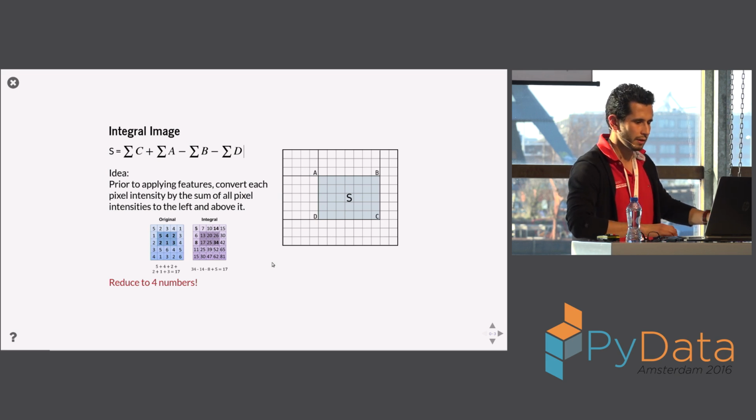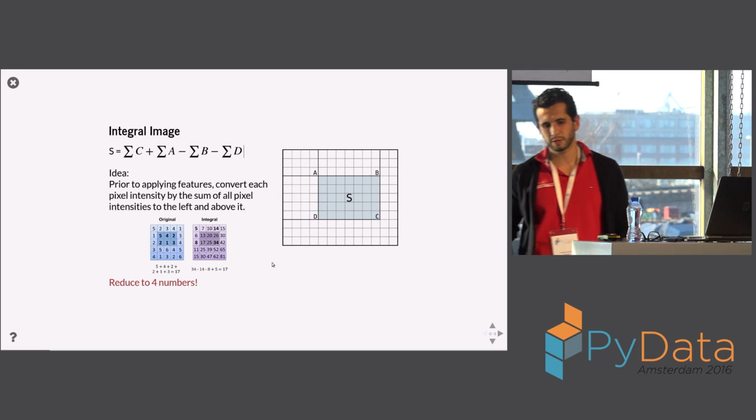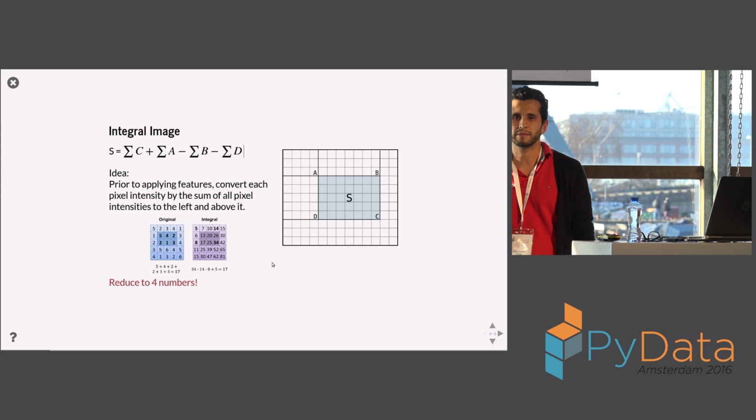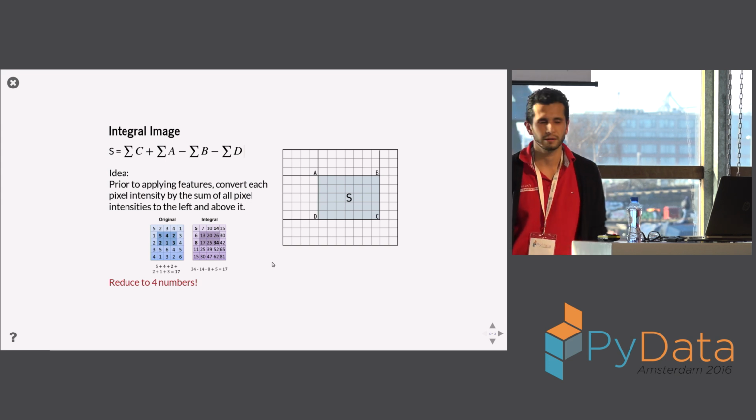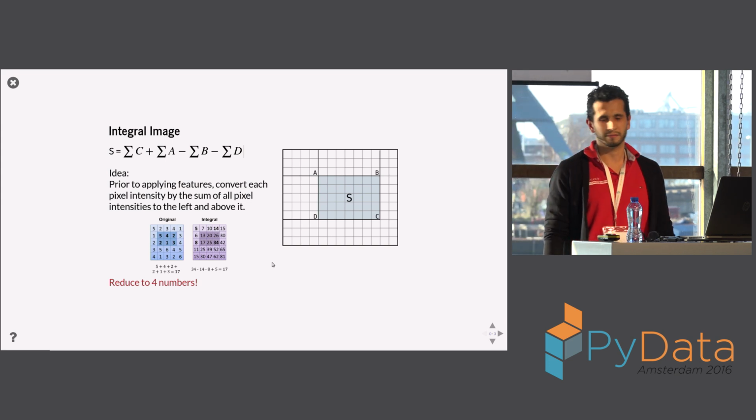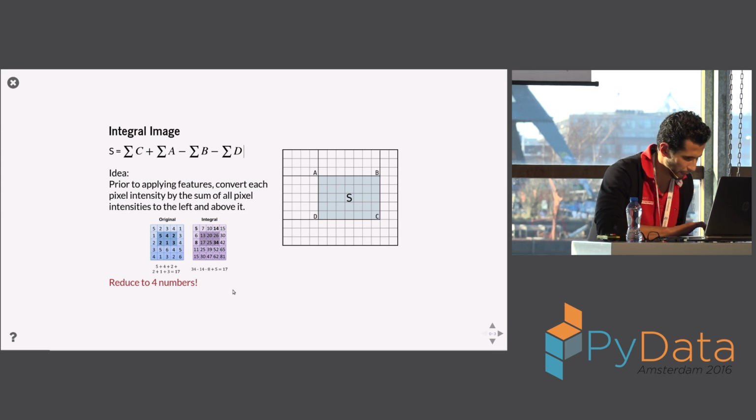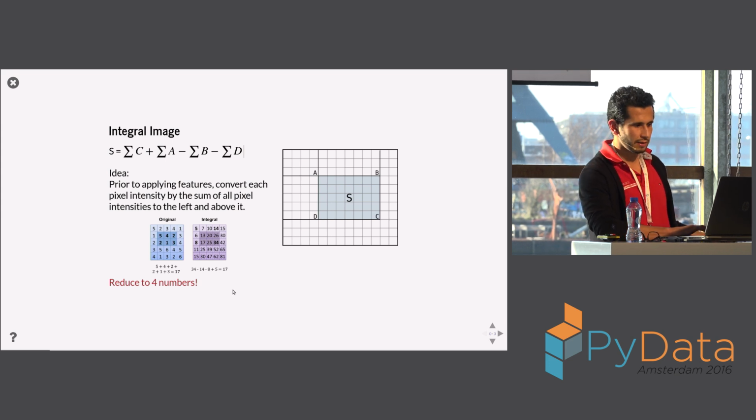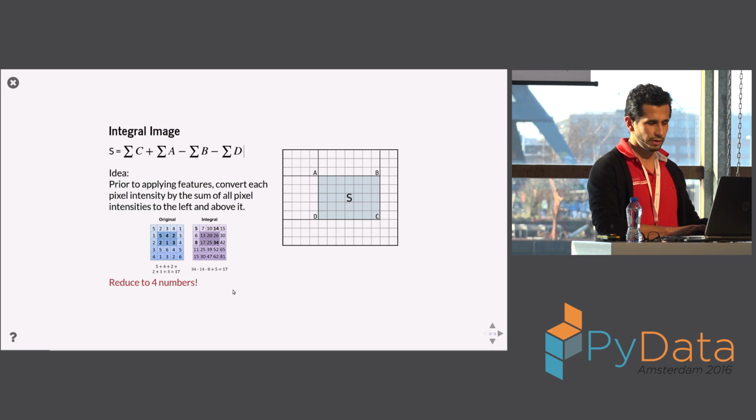And if you do that, then every time you need to sum all these pixels, you basically have to do 4 numbers instead of the whole region. I think it's quite simple and quite clever, but maybe it's just me. OK, so that's basically what you reduce every image to: an integral image.